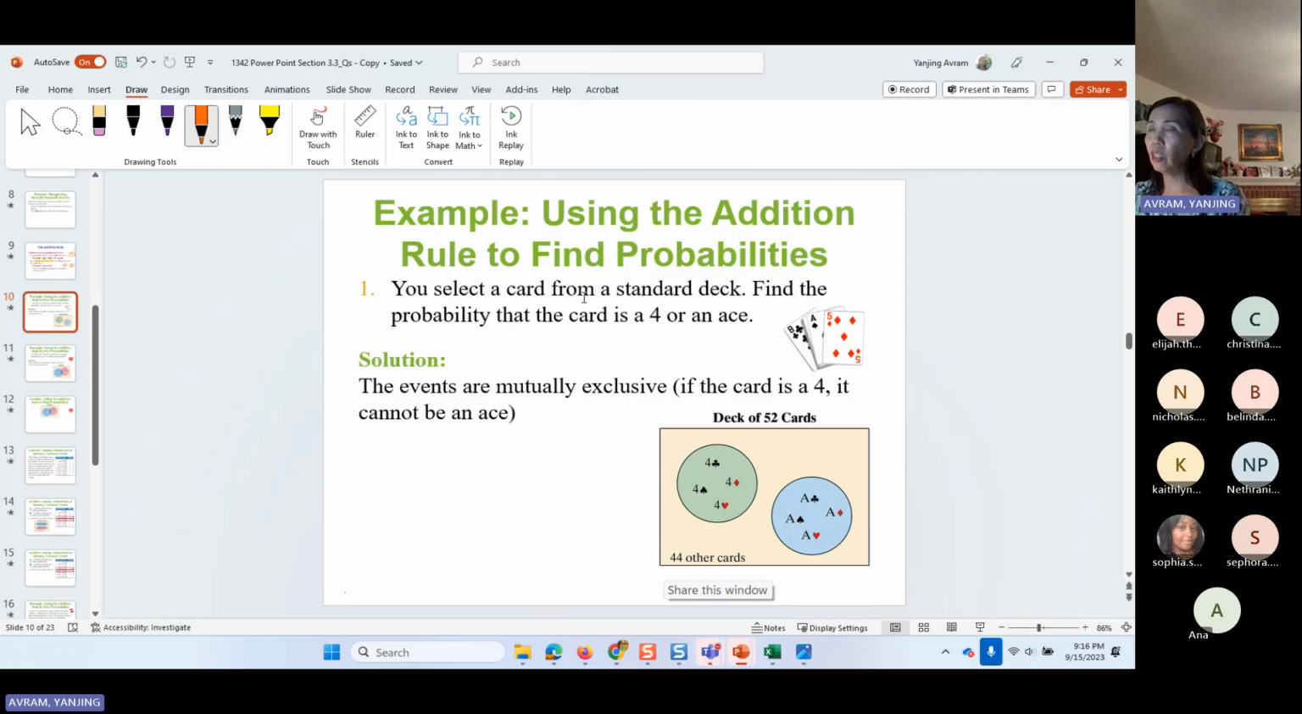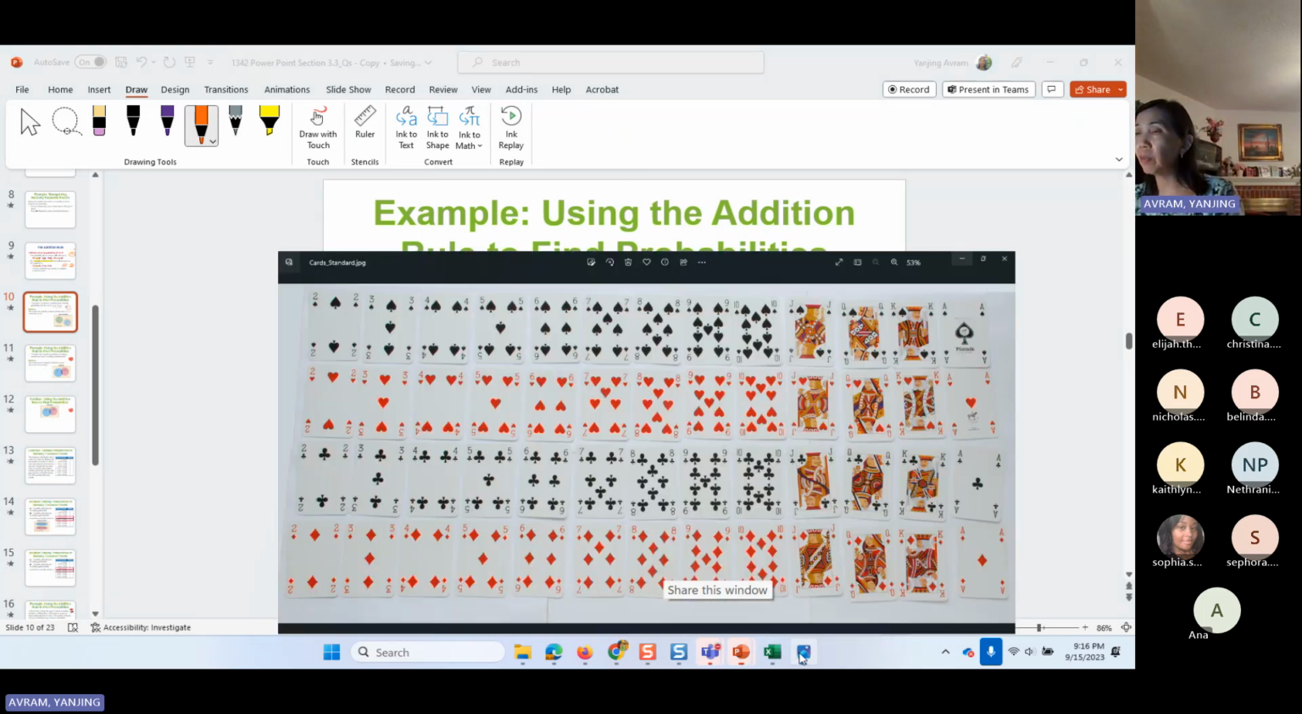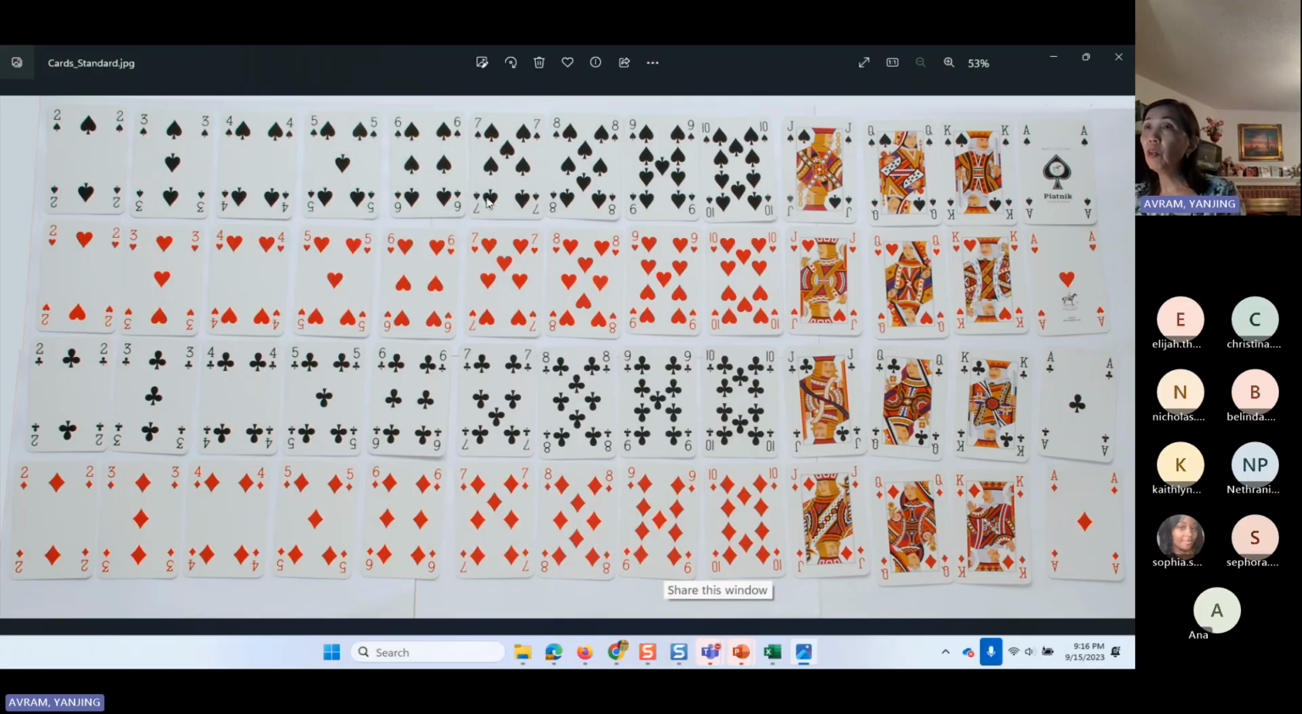Let's look at this one right here. Using the addition rule to find the probability: you select a card from a standard deck. Find the probability that the card is a 4 or an ace. You can see from the cards here, I still have a card open, a 4 here, so 1, 2, 3, 4. We have four 4s.